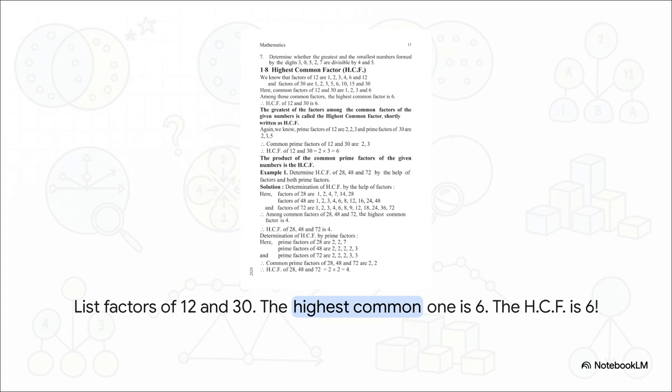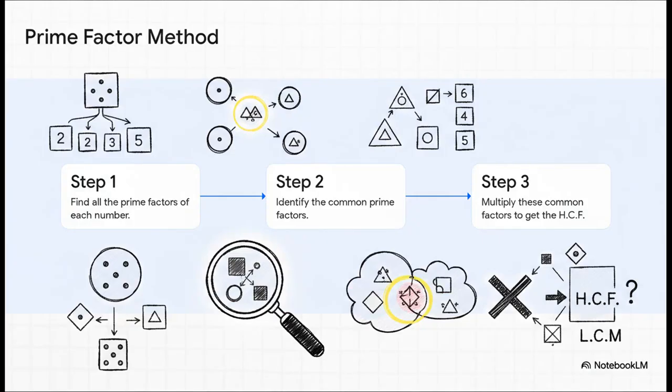And here's the easiest way to find it, right in action. We just list out all the factors for 12 and all the factors for 30. Now, which numbers are on both lists? We've got 1, 2, 3, and 6. And the biggest one? That's 6. So for our ribbon problem, the longest we can cut each piece is 6 inches. See? Problem solved.